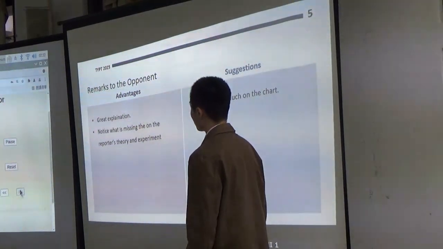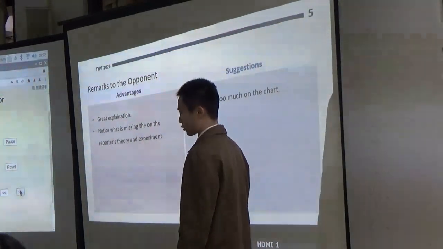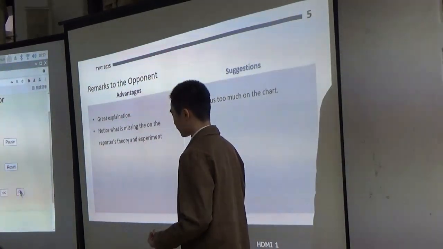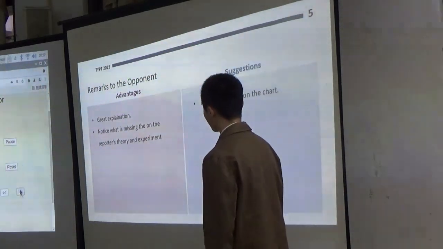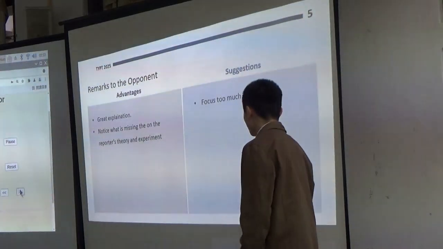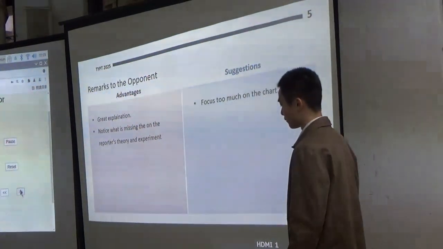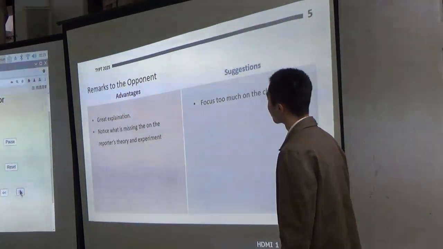And this is a remark to opponents. For advantages, they explain their opinions clearly, and they notice what is missing in the reporter's theory and experiment. And for suggestions, you focus too much on the chart, maybe you can turn to other topics at the proper time.